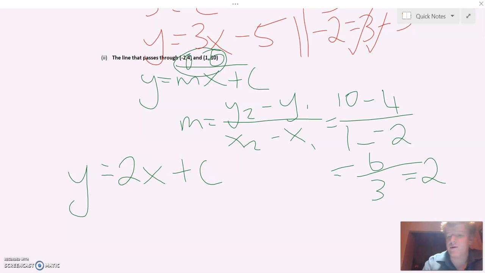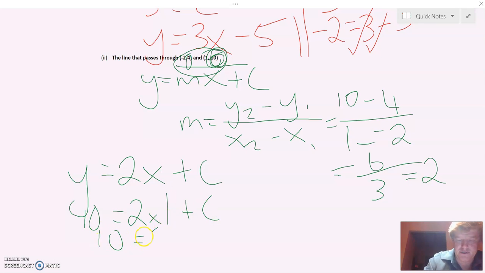We've still got to find out what this c equals. So let's substitute a point in. You could choose either of those 2 points. I'm going to choose the point (1, 10) just because there's no negative numbers there. So substituting this in, the y value up here is 10. 10 equals, the x value is 1, 2 times 1 plus c.